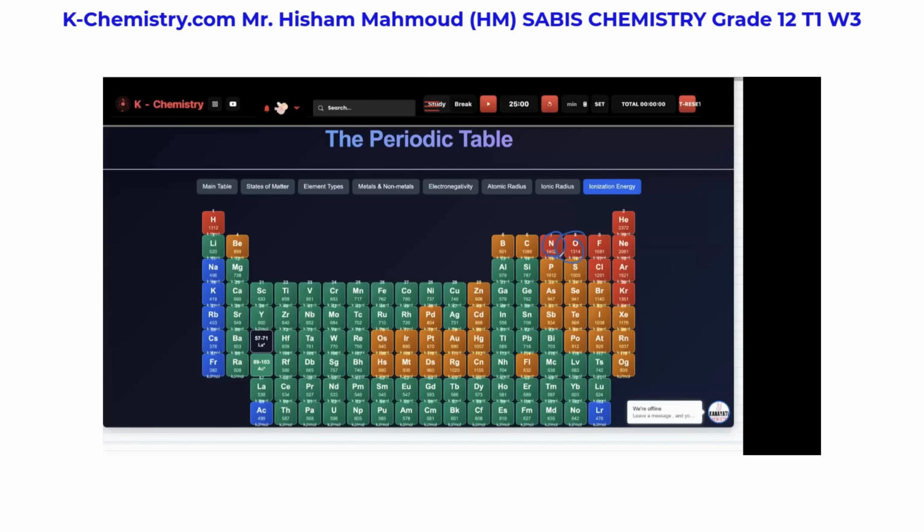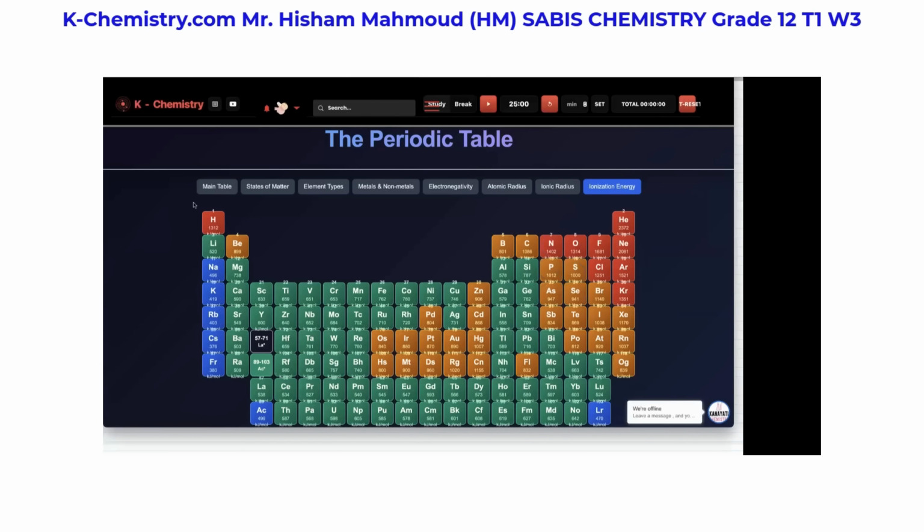Take care, this is not happening between nitrogen and oxygen only. It happens also between phosphorus and sulfur. That's why sulfur is less. Arsenic and selenium, this is less. So in these three cases, the same thing happens. Group 5, group 6, and instead of increasing, the ionization energy decreases.